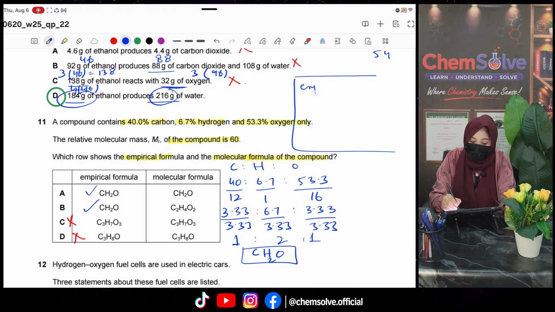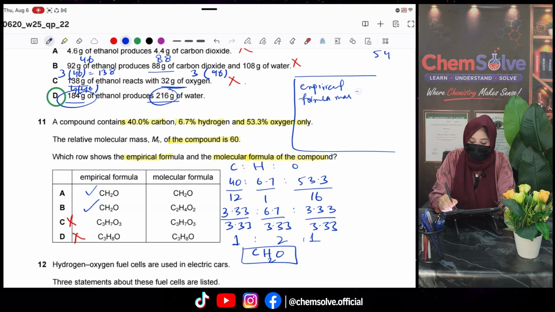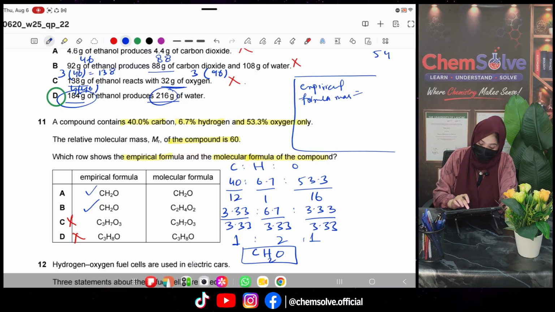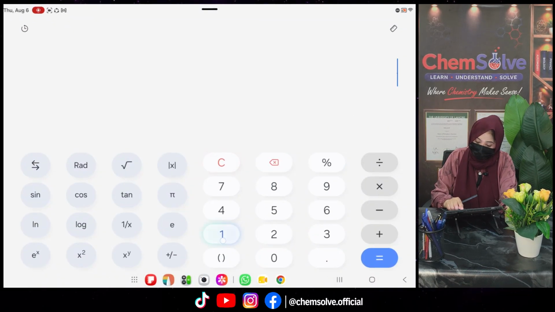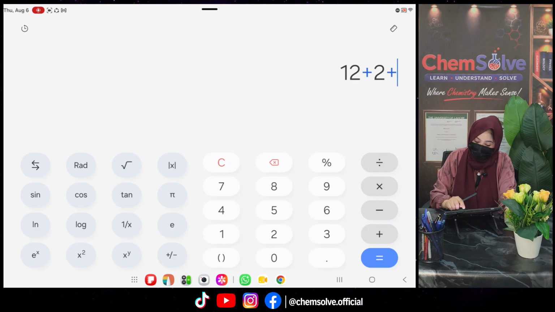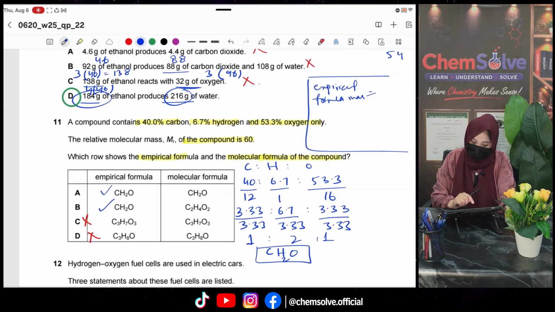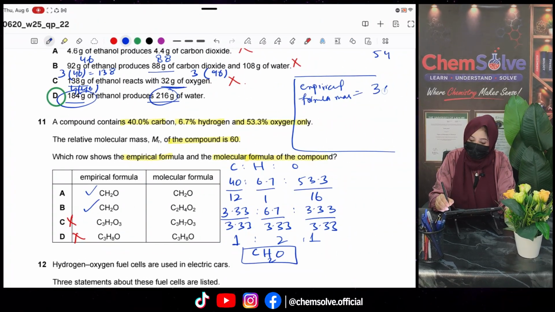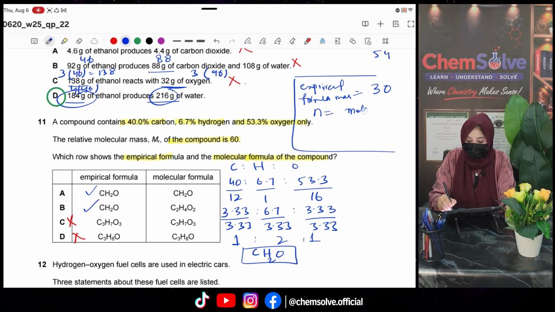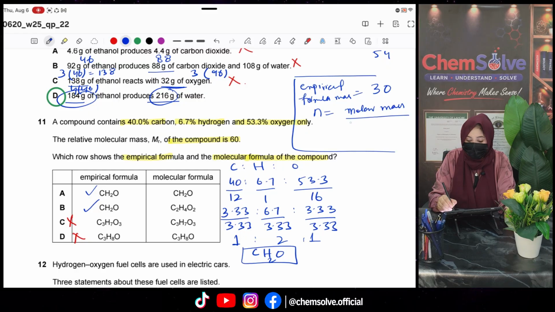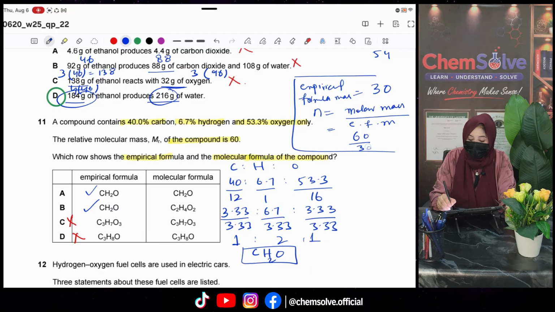We need empirical formula mass. So empirical formula mass would be carbon is 12, hydrogen is 2 here, and oxygen is 16, so it would be 30. Right? So it is 30. Then we have to find out N. What is N? N is molar mass of the compound divided by empirical formula mass. Molar mass of the compound is 60. Empirical formula mass we just have calculated is 30. So N would be 2.